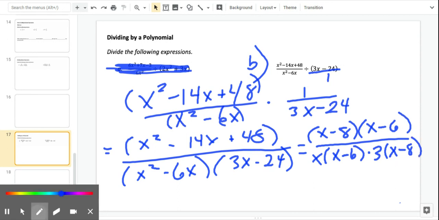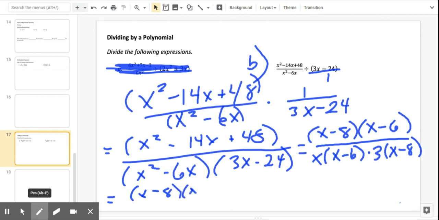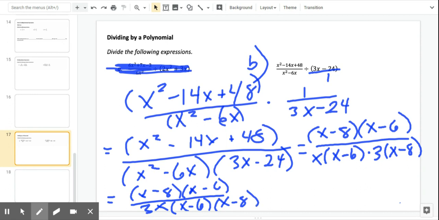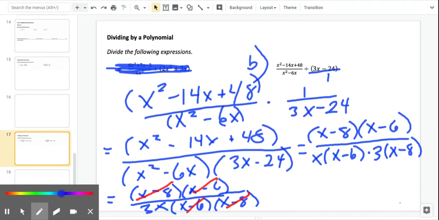All right. So then what I like to do next is I like all the monomials in front, and in the denominator we have 2 of those. We have an x and we have a 3, so I want that 3 out in front because it's a coefficient. So 3x, x minus 6, x minus 8. So then when we're canceling, we've got an x minus 8 in the top. We've also got a factor of x minus 8 in the bottom. We've got a factor of x minus 6 in the top and a factor of x minus 6 in the bottom.